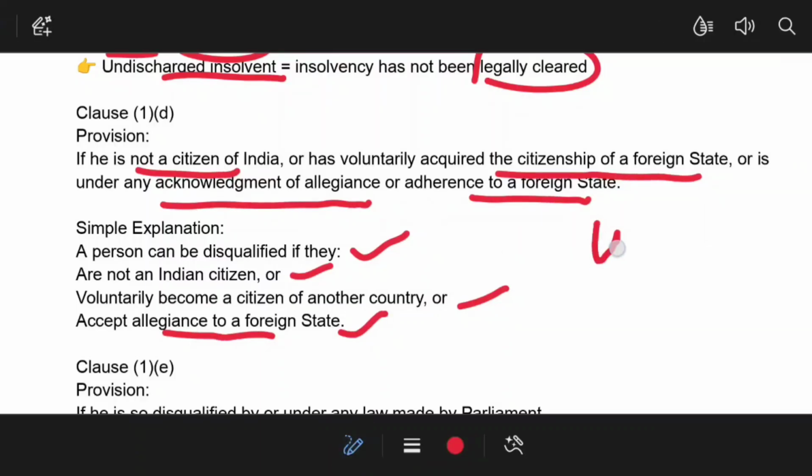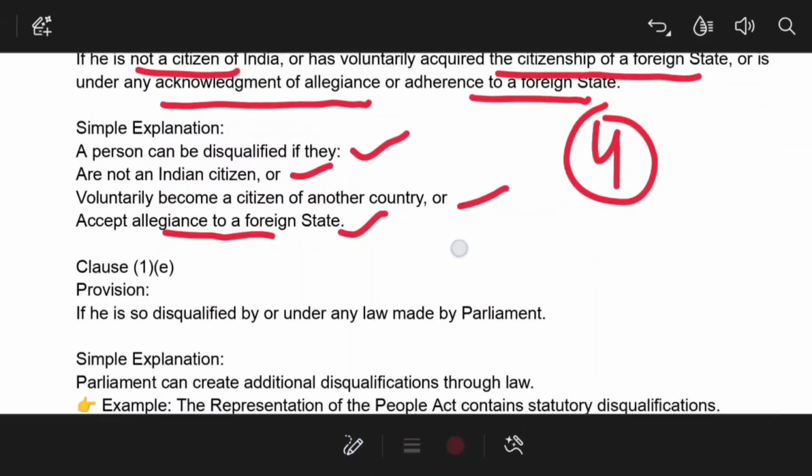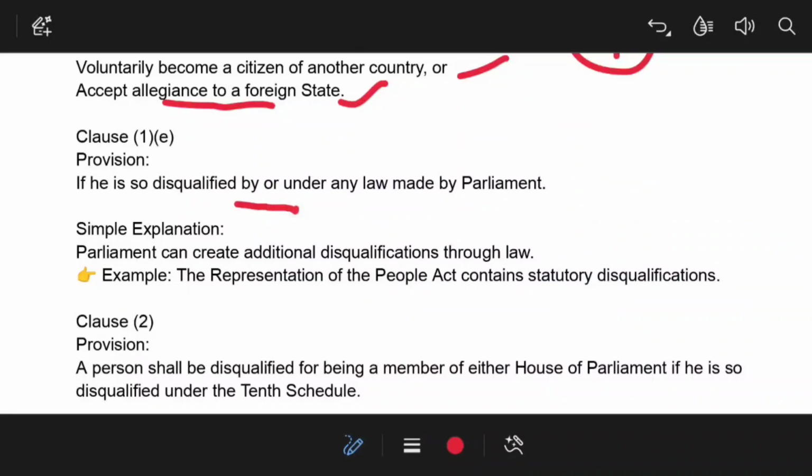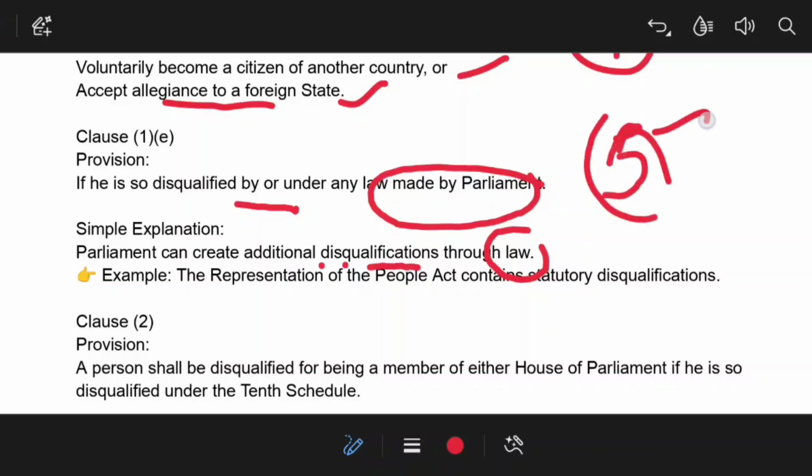So I have discussed four grounds. There are some others as well. 1E, if he is so disqualified under any law made by Parliament, like the RP Act I discussed earlier, and also the 10th Schedule added by amendment in 2010, I think. So Parliament can even create additional disqualifications through law. The state legislature does not have the power to make a law on the grounds on which members can be disqualified. It completely lies with the Parliament of India. Clear? So five grounds: four are already mentioned in the Constitution, namely office of profit, unsound mind, undischarged insolvent, and citizenship of India, and the other is that Parliament can make a law for other grounds as well.